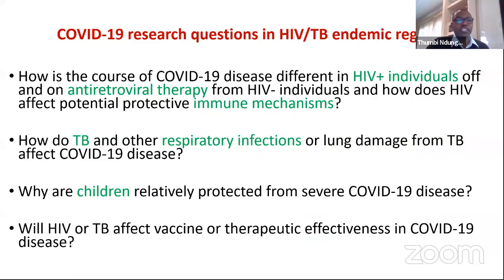And then I wanted just to mention a little bit about some of the COVID-19 research work that we are doing within this region. And of course, we have very high HIV burden, and also TB is a problem in this setting. So some of the questions that we are interested in addressing are how is the course of COVID-19 disease different in HIV-infected individuals on antiretroviral therapy or off antiretroviral therapy compared to HIV-uninfected individuals, and how does this affect potential protective immune mechanisms?